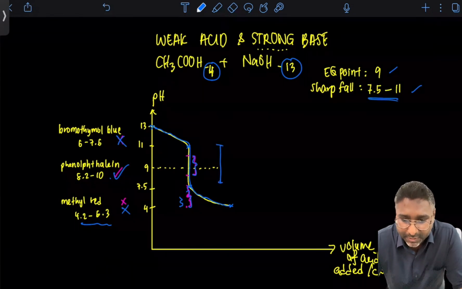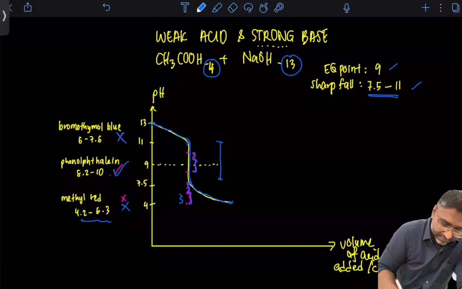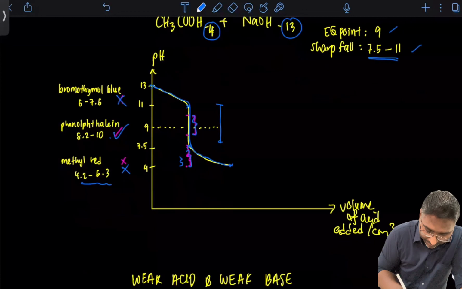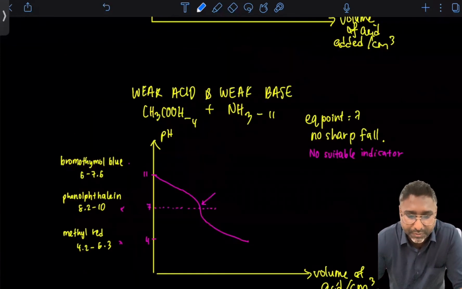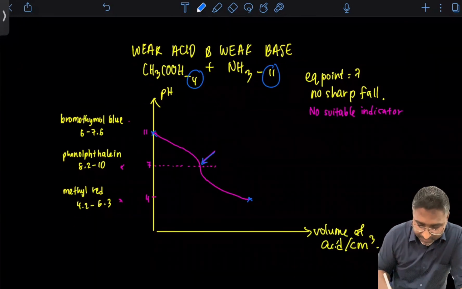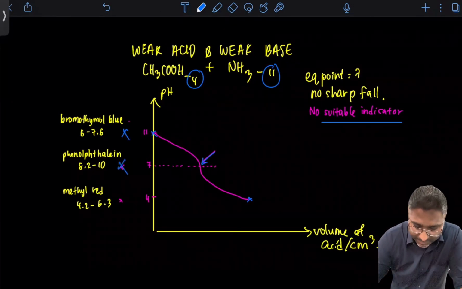And if you look at the last one, which is weak acid, weak base, this is 4, this is 11, so I draw 11 to 4. This is going to be the equivalence point, which is 7. Of course there is no sharp fall, no suitable indicator, so we will not use any indicator for this.